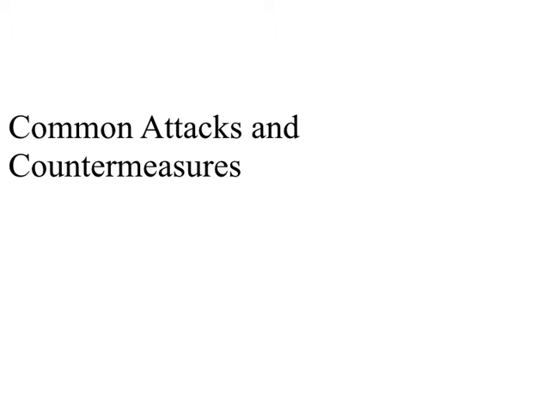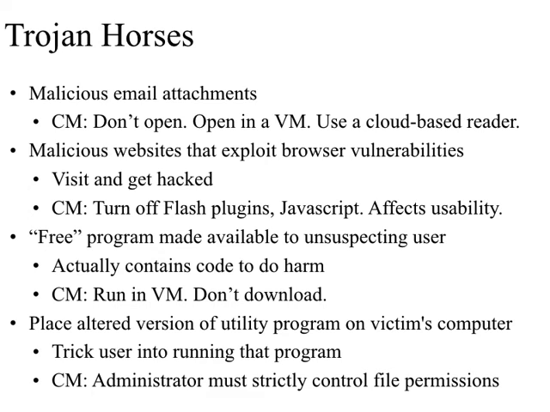Common attacks and countermeasures. Some of the common attacks on computer systems involve Trojan horses. This refers to malicious code that might be injected into either legitimate programs or into documents that the users are using. For example, email attachments that you receive by email may often contain malicious code, and if you open those documents, then the malicious code executes and compromises your computer.